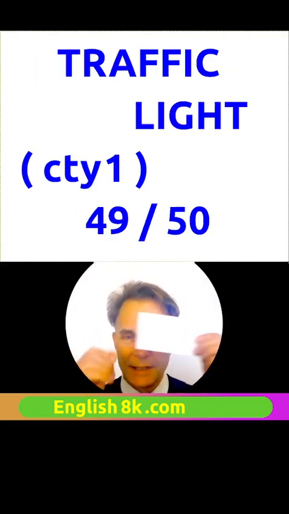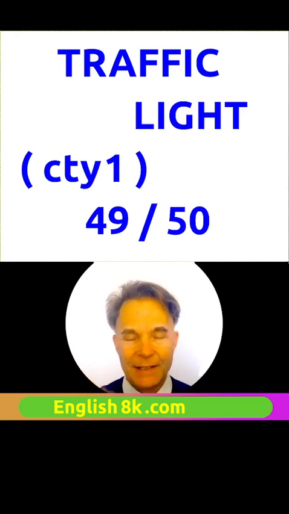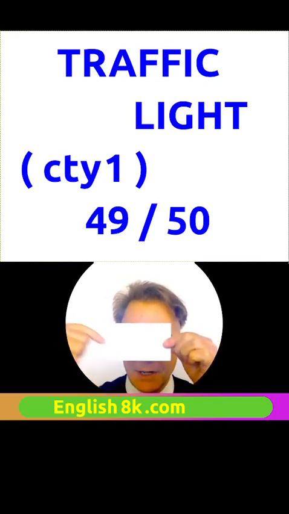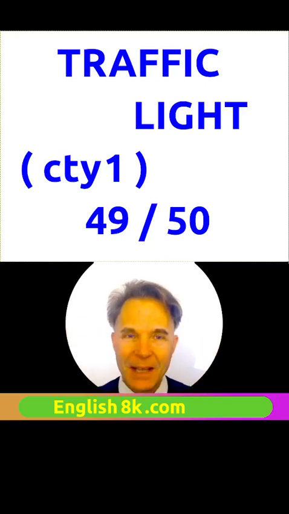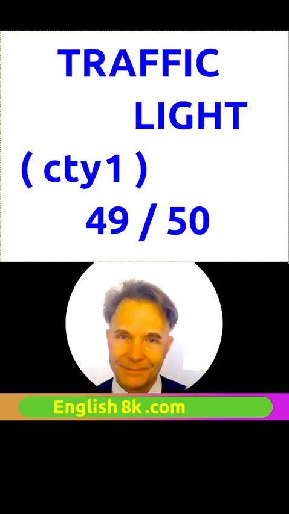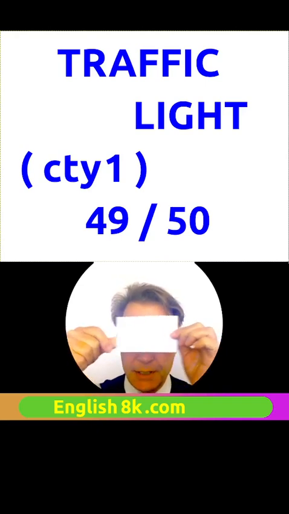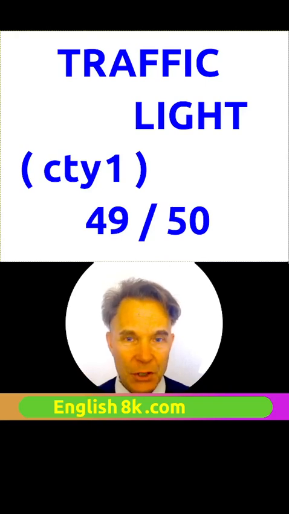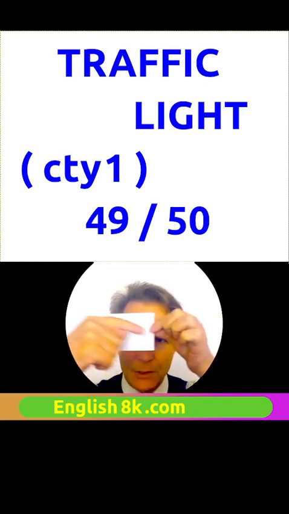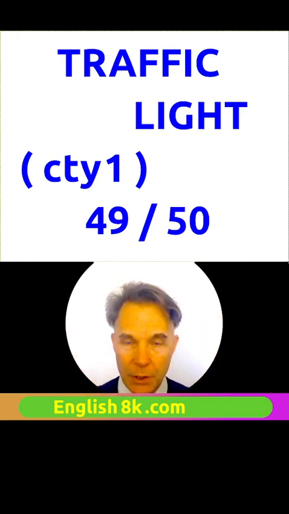Please make a card like this. Write traffic light, 2 words, up here in the top left corner. Traffic light. Down here in this corner, CTY1. This means city, level 1. And over here in this corner, the number 49 out of 50.